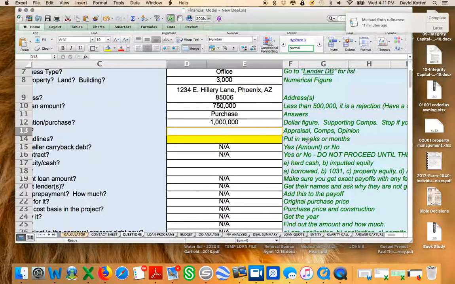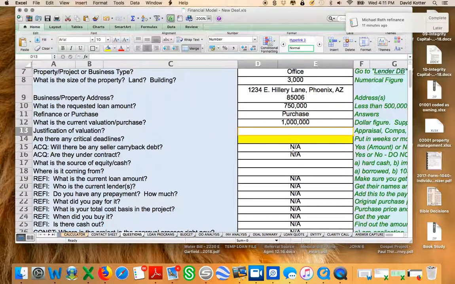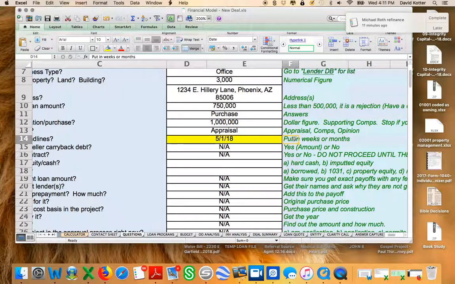Well, we have some hints over here. Was it by an appraisal that they did? Was it by comps? Is this just their opinion? We want to know. Maybe we say there's an appraisal done. Critical deadlines. If they're under contract, do they have to close by May 1st, 2018? We want to know because, and it asks us actually here to put it in months or weeks. So we could say we have 3 months of time.